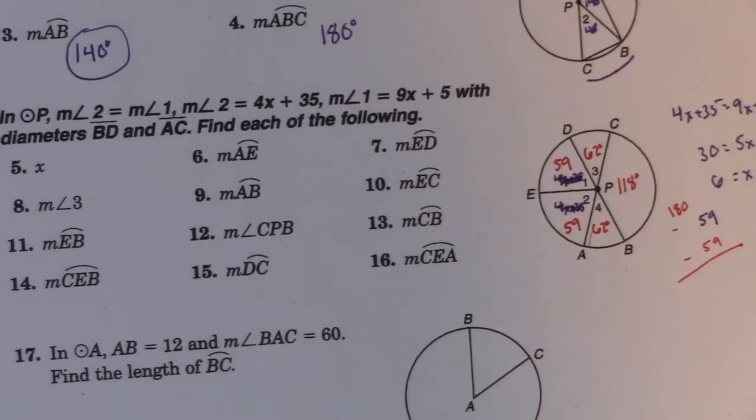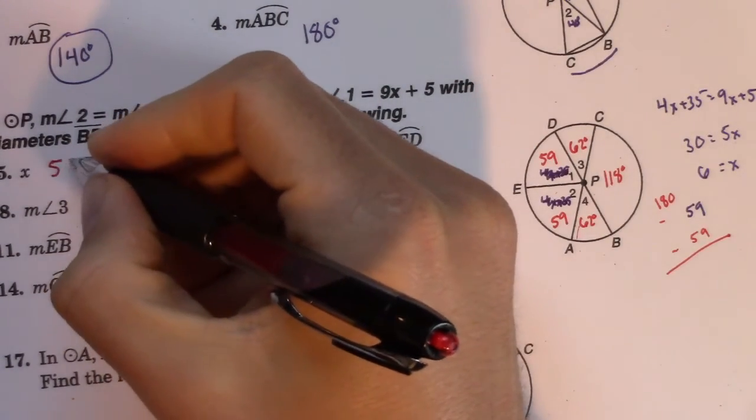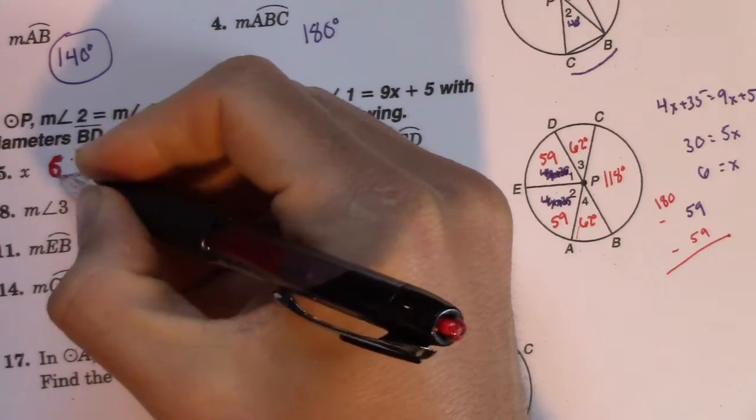We now know that x is 6, or 59. Or sorry, x was 6. I did say it right. I apparently am not awake right now. This is not a good plan.